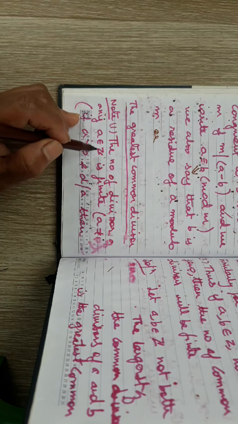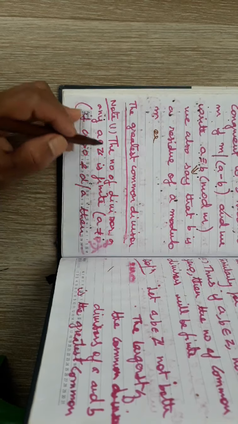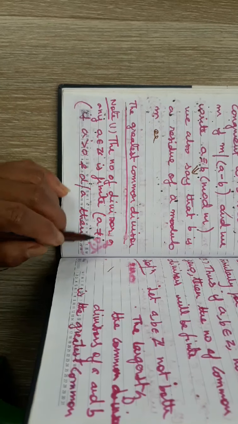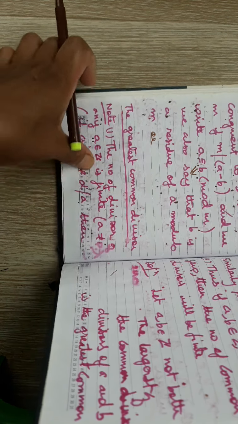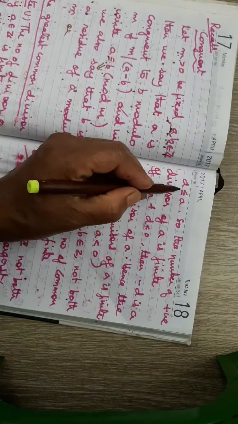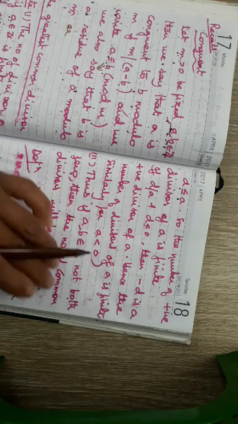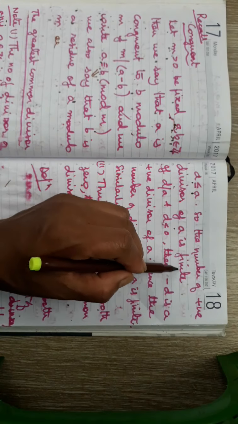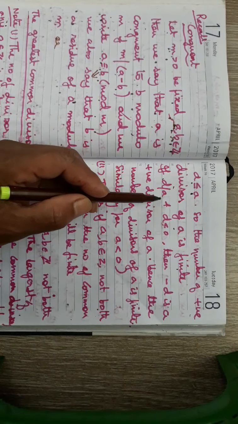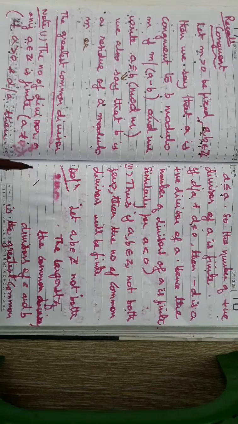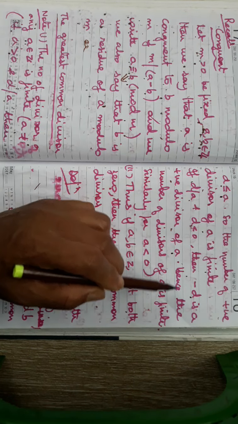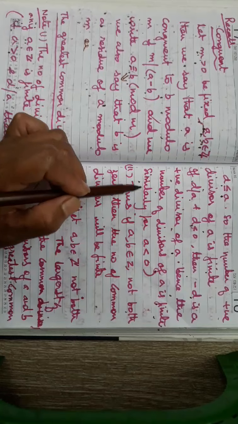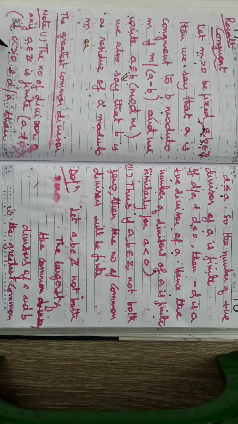When you take any integer a belonging to the set of integers, the number of divisors of this a is always finite for a different from 0. Why? Because if a is greater than 0 and d divides a, then this divisor must be less than or equal to a. It cannot be greater than a. So the number of positive divisors of a is always finite. If d divides a and d is less than 0, then in that case also minus d is a positive divisor of a, hence the number of positive divisors of a is always finite. Similarly for the case when a is less than 0.